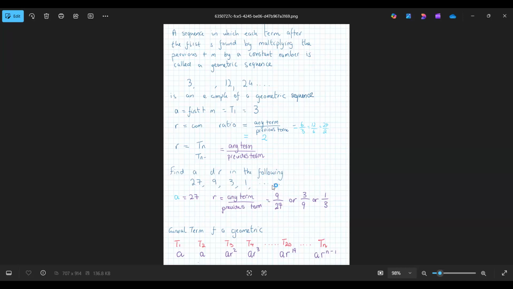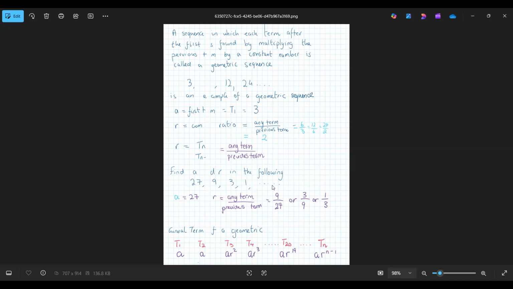Now, somebody will say multiplication by what? That is what we want to figure out. Any term divided by the previous term. In this case, any term would start from the second term, and that's 9. So 9 divided by 27. That's why you have 9 over 27, or 3 over 9, or 1 over 3. If you check each of them, you will see that each is equal to 1 over 3. So in this case, the common ratio is 1 over 3.